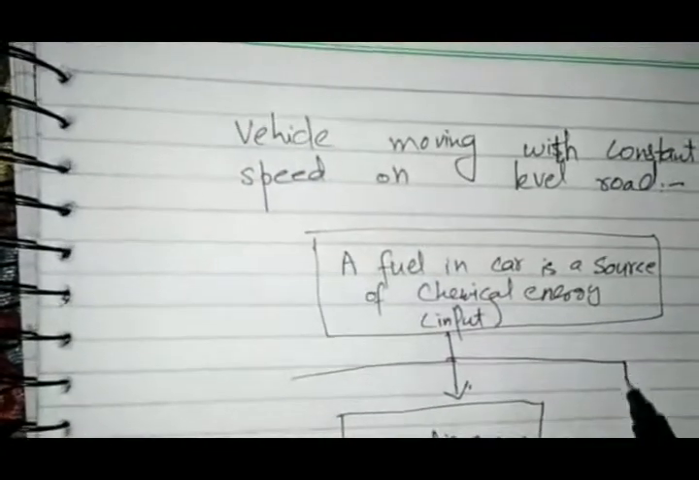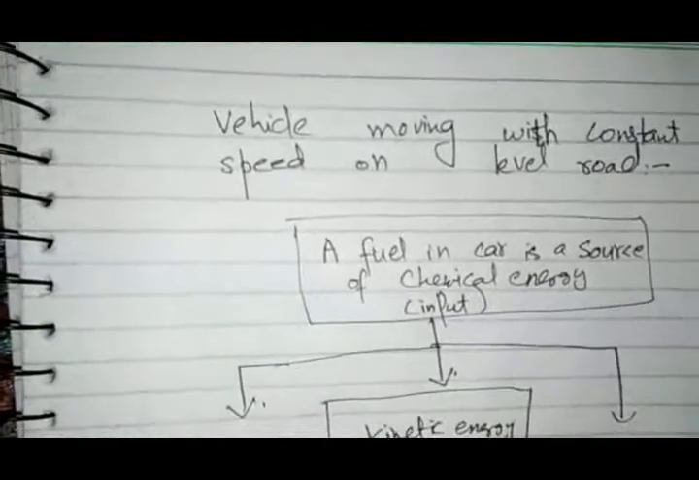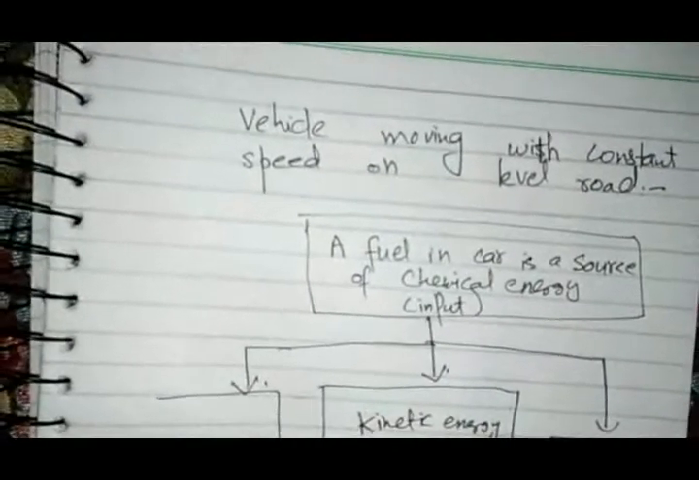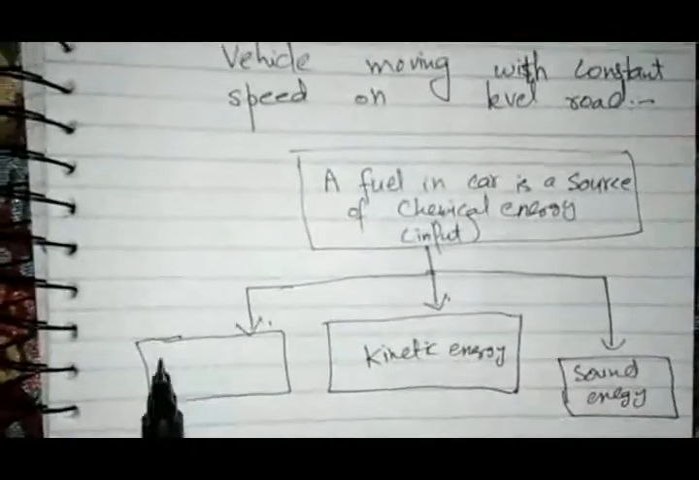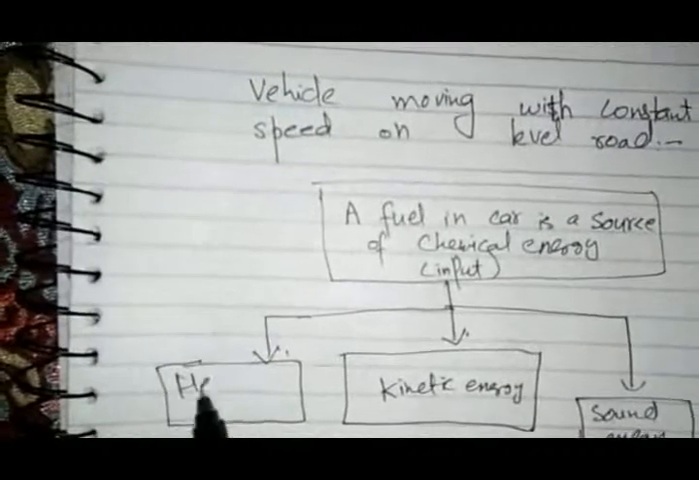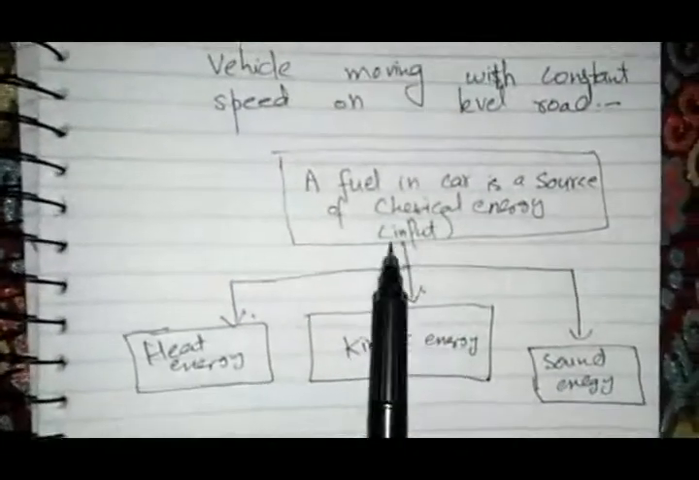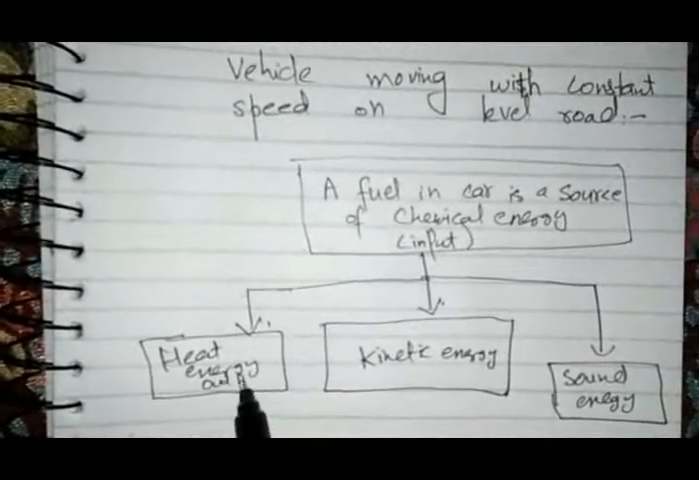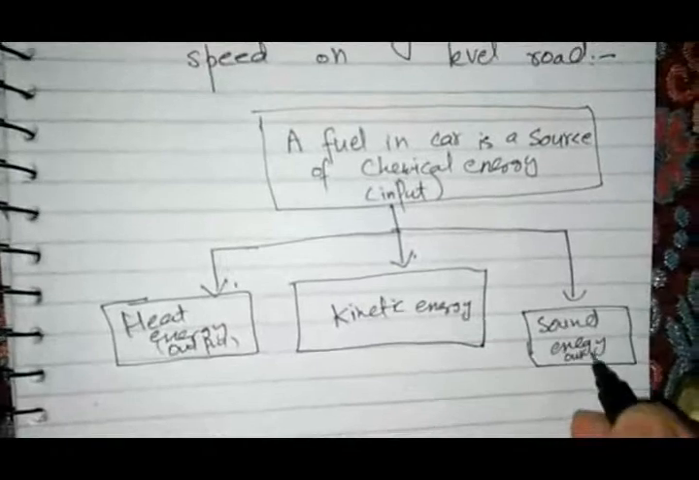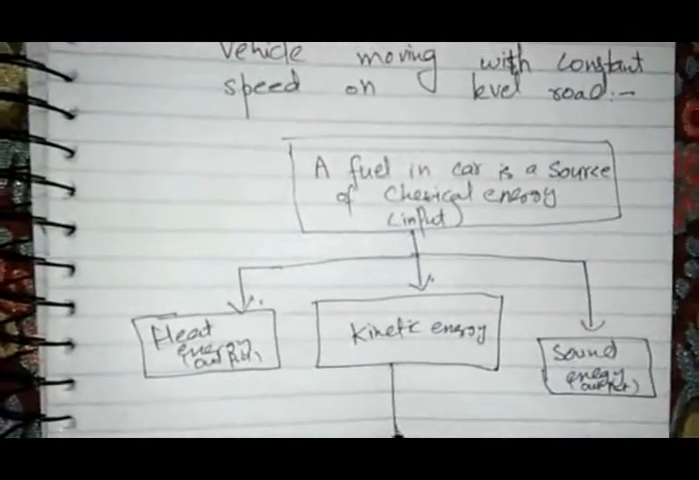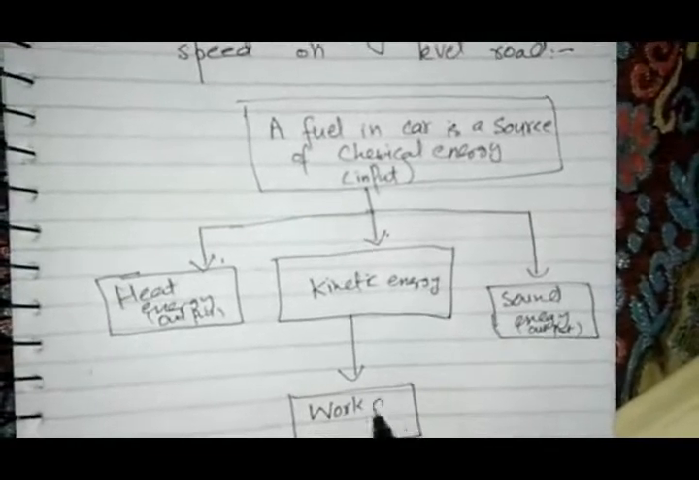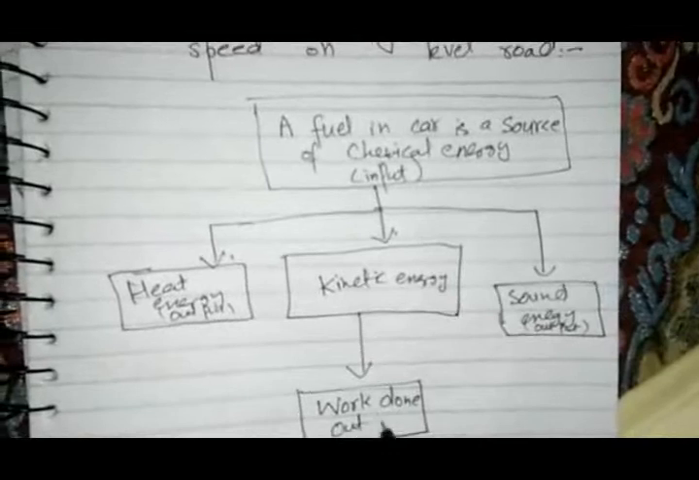It produces kinetic energy, and also it produces sound energy. There is a sound produced from its engine. And when sound and motion are produced, then the car exterior becomes hot. So there is also heat energy produced. The chemical energy gives us heat energy, kinetic energy, and sound energy. Heat energy becomes output, sound energy becomes output, but the kinetic energy moves the car and it reaches its destination, and after reaching its destination, work is done. This work done is called output, our final output.